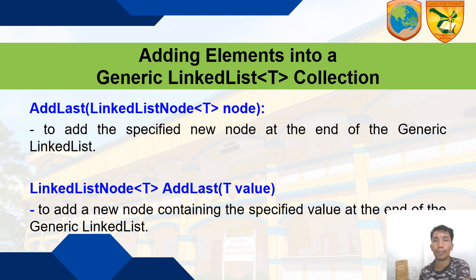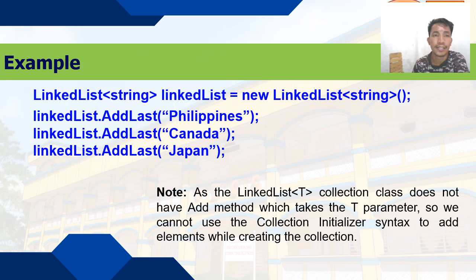So I hope we would be able to apply all of these methods as part of our exercise. So here's an example. Here we use a string declaration under the linked list collection class, and we have declared a new constructor LinkedList by adding Philippines at the last of the node, or at the end of the node, and then Canada, and then Japan.